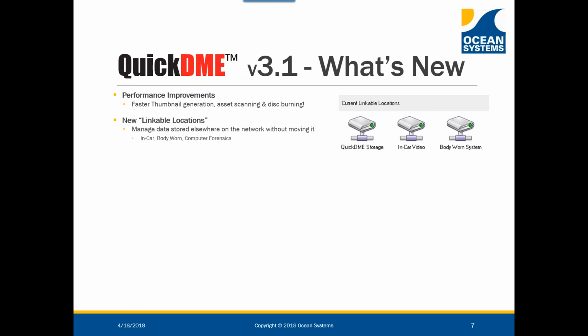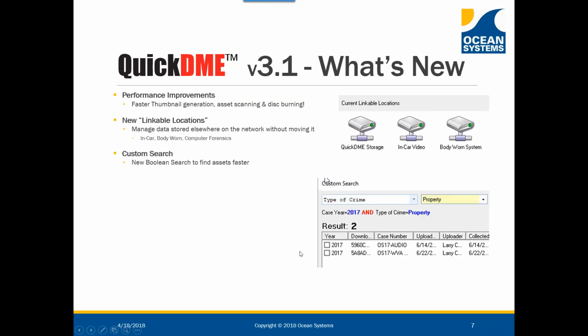So maybe you have an in-car system, a body-worn system, or your computer forensics group. They're on your private network, your secure network. We can link to those locations, index that evidence without having to move that evidence from those locations. So then we can audit dissemination, tracking, so on and so forth, and leverage all of QuickDME's features still for those situations.